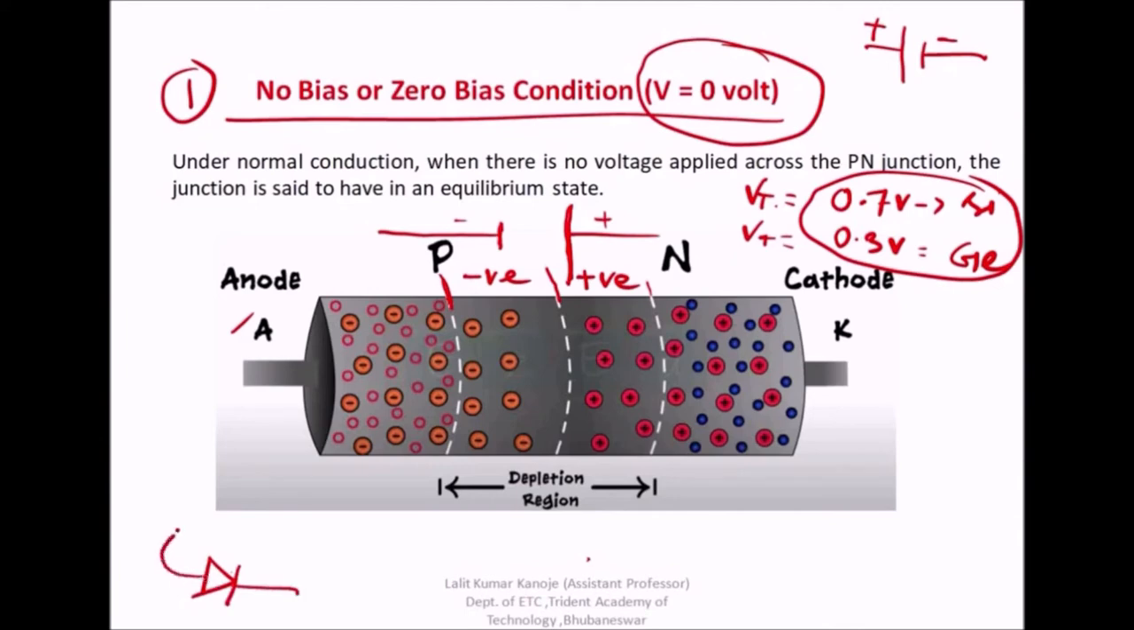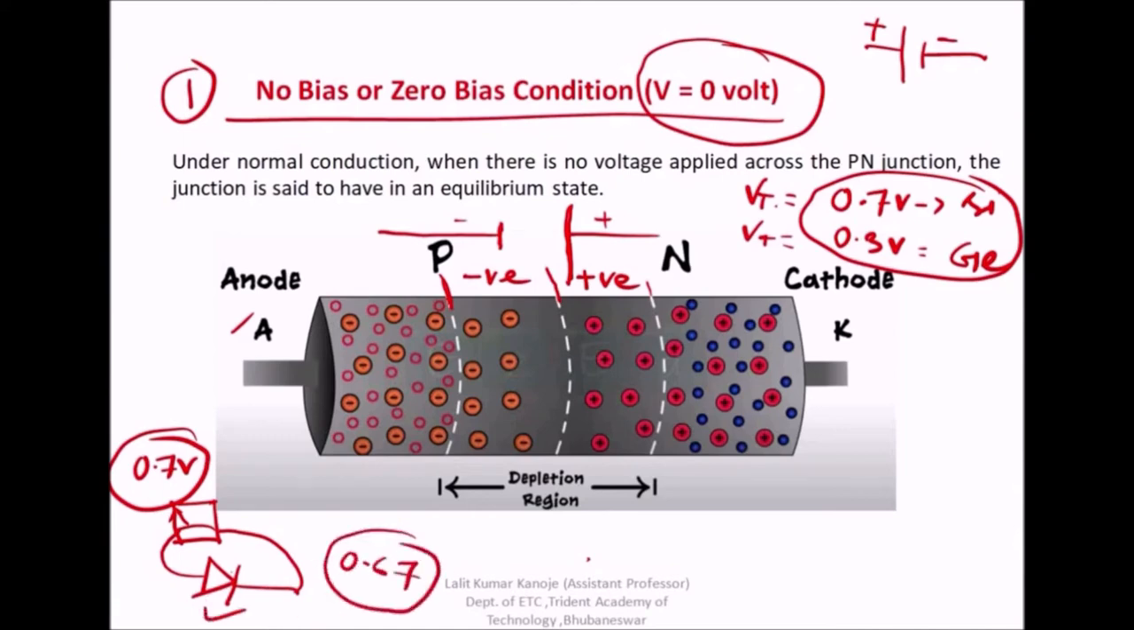Connect it with a voltmeter, and you will see an indication of 0.7 volt over here. When it shows 0.7 volt or 0.67 volt, you will come to know that this particular diode is made up of silicon. And when it is 0.3 volt, then you can say this is made up of germanium type.